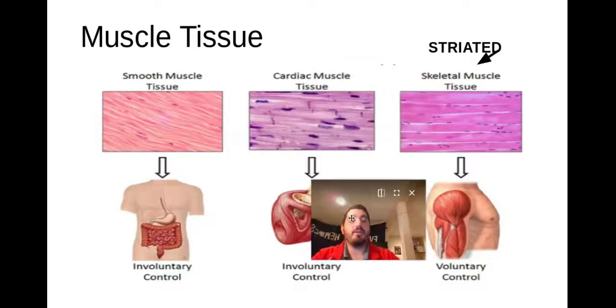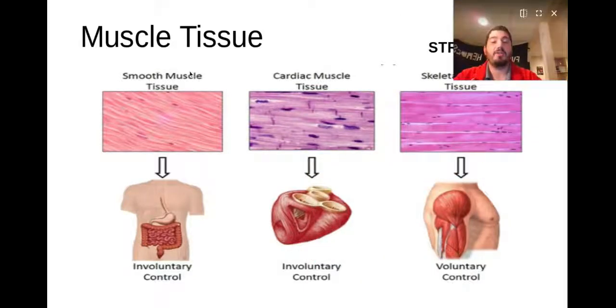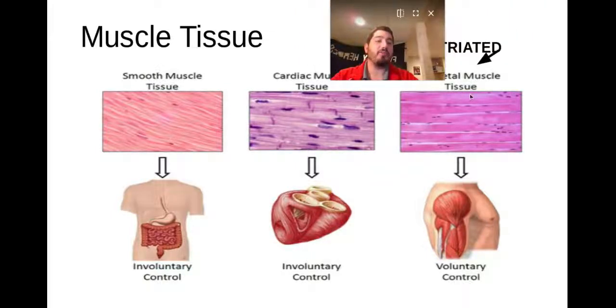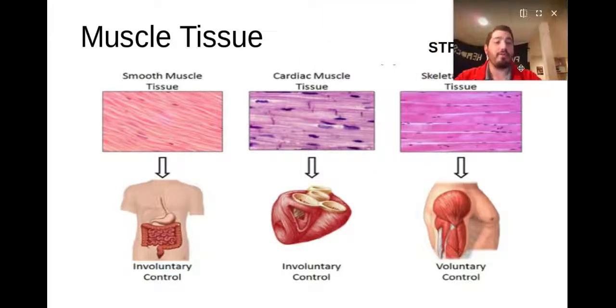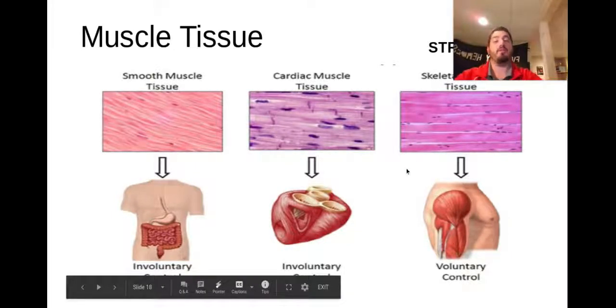And there's actually 3 types of muscle tissue. We have smooth muscle tissue, we have cardiac muscle tissue, and we have skeletal muscle tissue. So hopefully 2 out of the 3 of these, you can figure out where they would go, right? Cardiac muscle tissue has to do with the heart, and skeletal has to do with our skeleton, our muscles that attach to our skeleton and are really responsible for movement, okay?